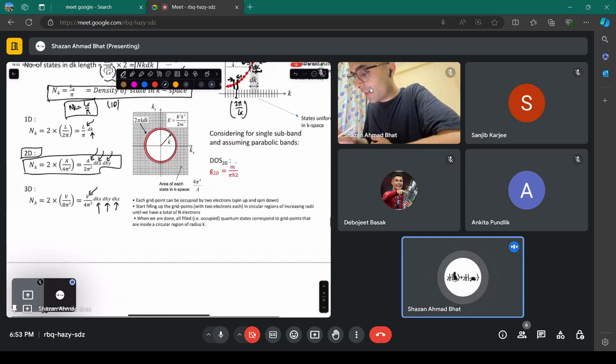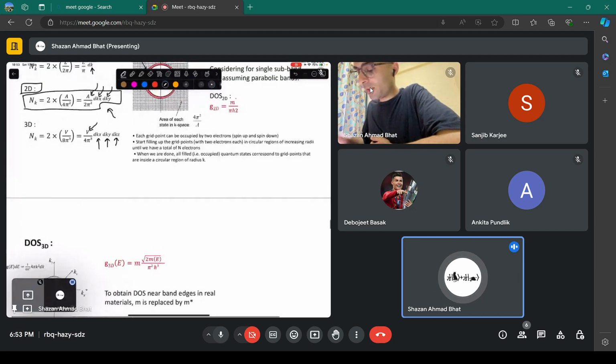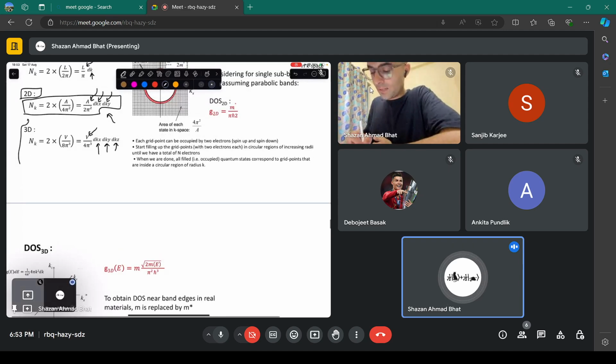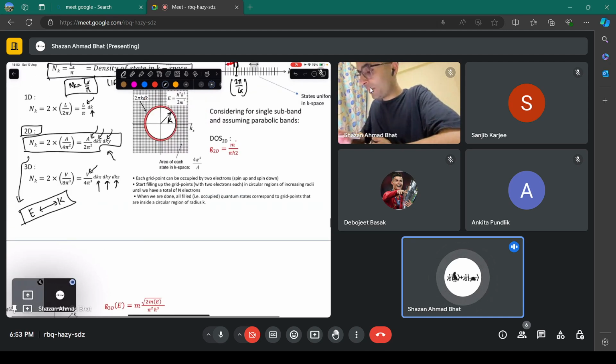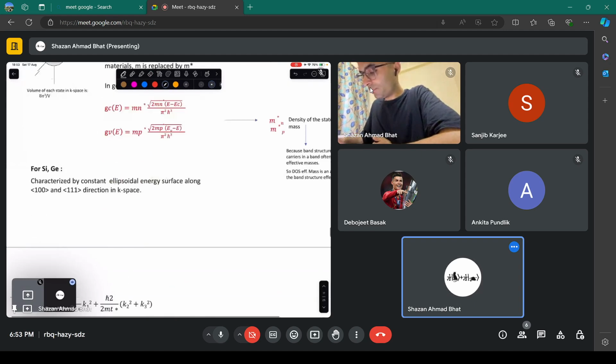For the two-dimensional case, you consider the density of states in the form of a circle with radius k, and then you do a similar procedure to get the density of states in k space. You don't need to worry about these particular things. Maybe you have studied the density of states in E space, but you can anytime go from E to k space. It's just a representation. You can just understand the concept and go to the slides anytime.